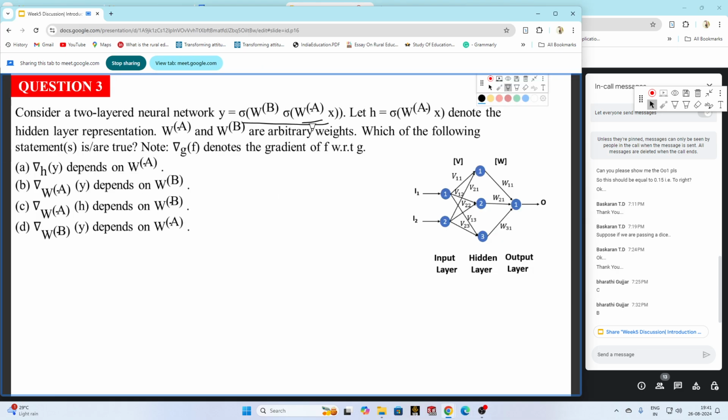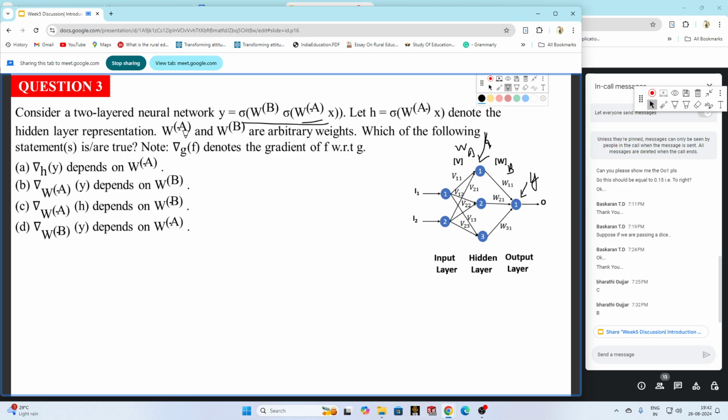Your output will be equal to WB. Earlier this is WB actually, and this is WA. V is your WA and W is your WB in this question. So Y equals this. This sigma is for a transformation function here, and this sigma is for the activation or transformation function here. This sigma is for here, and this sigma is for here. And this is your final output. This thing is denoted by H, the hidden layer, and here the output you get is denoted by Y.